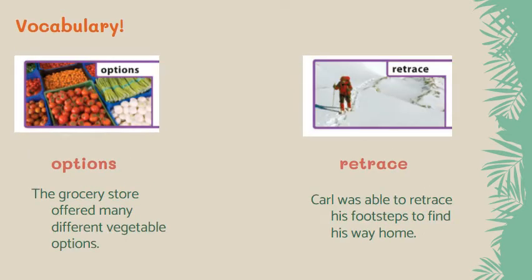Options. The grocery store offered many different vegetable options. If you notice in the picture, we have several types of vegetables. So we have several options, different choices.